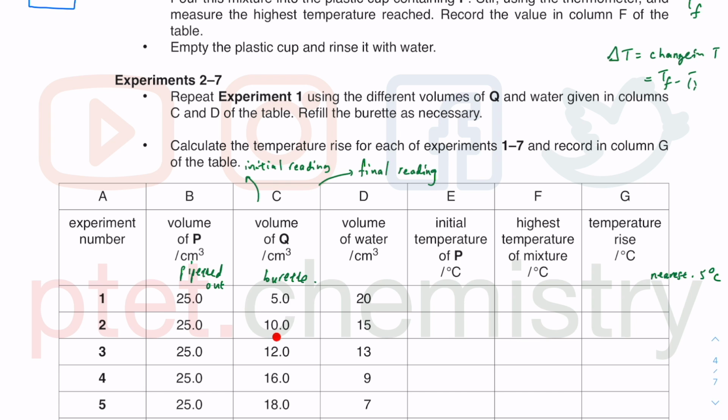Just like when you want to pass out 10.0 from the burette, you would try to do it drop by drop when you're close to this 10.0 cm mark, and therefore you will be adding an exact amount. That's called accuracy.